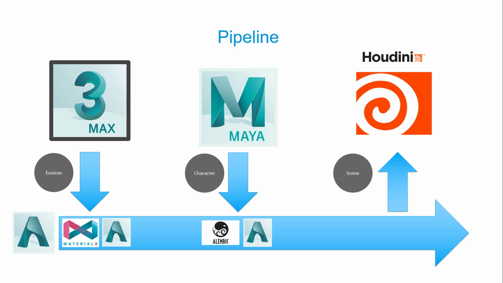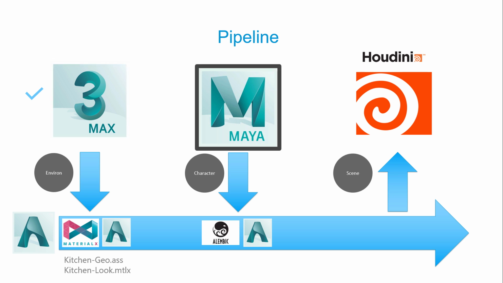So what we've done so far is export a kitchen environment from 3ds Max. Specifically, we've exported the geometry as an Arnold procedural, and we've exported all of its looks into a MaterialX file. Next, let's head over to Maya.